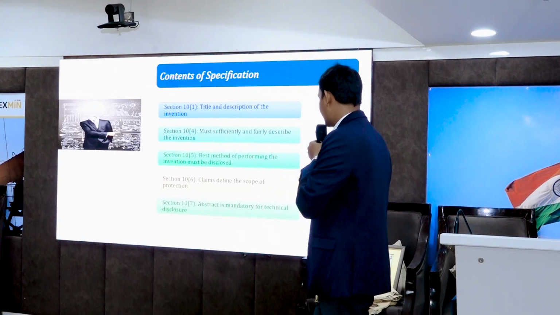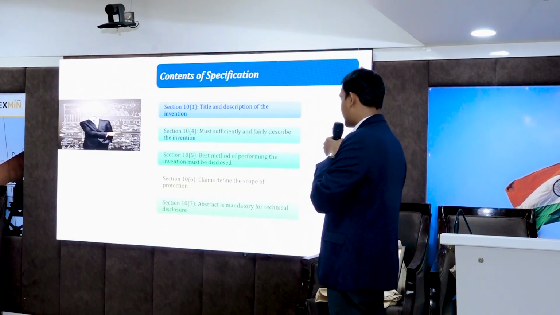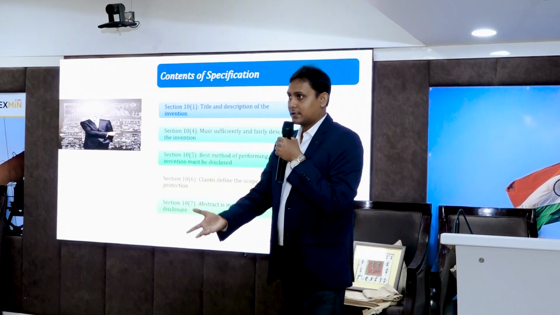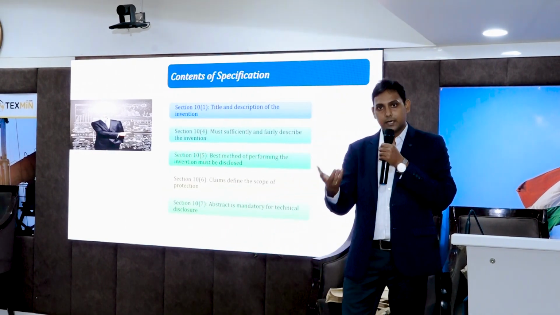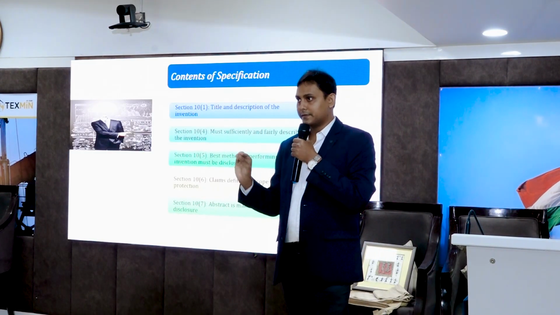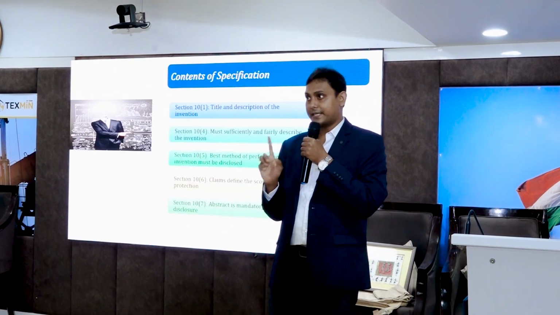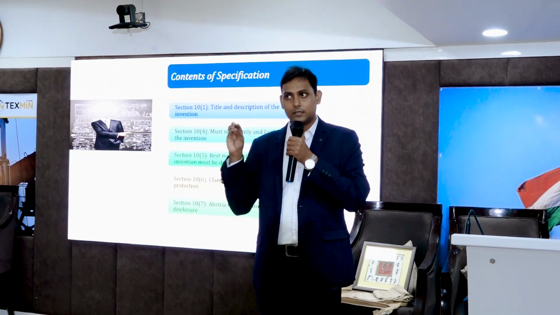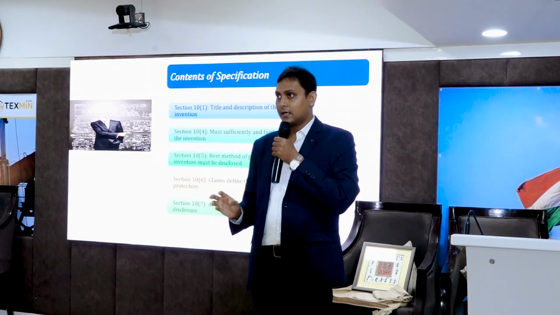Now the thing is that Section 10(4)... it says that the best method of performing the invention must be disclosed. Okay. So suppose you have filed the provisional patent specification. Now within 1 year, suppose you have tried different methods to reach your invention. Okay. Now obviously there should be one best method, right? And there will be some methods which are not giving the result of the best method, but obviously they are giving the result.